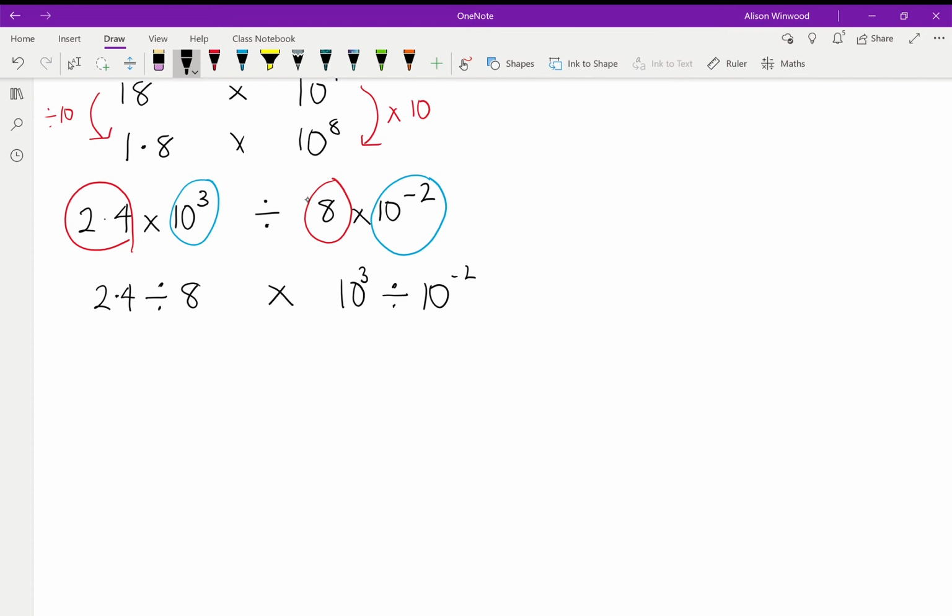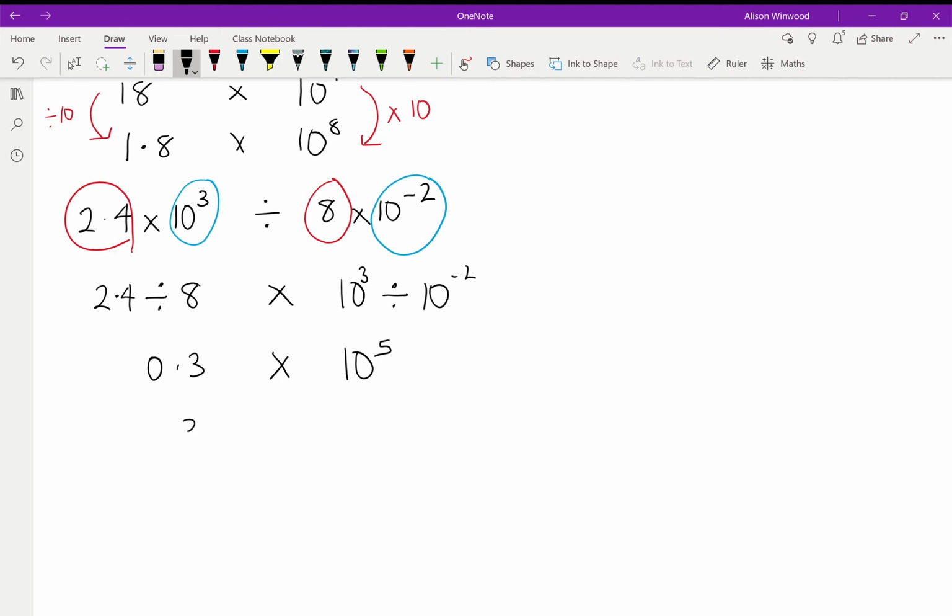2.4 divided by 8 is 0.3, and by the laws of indices, division means subtract. 3 subtract negative 2 is positive 5. Then we've got the same situation we had in the previous example, that this is not in standard form because this number is less than 1.